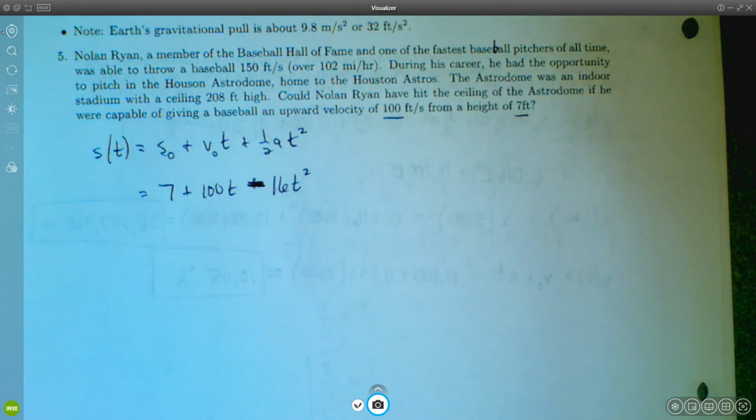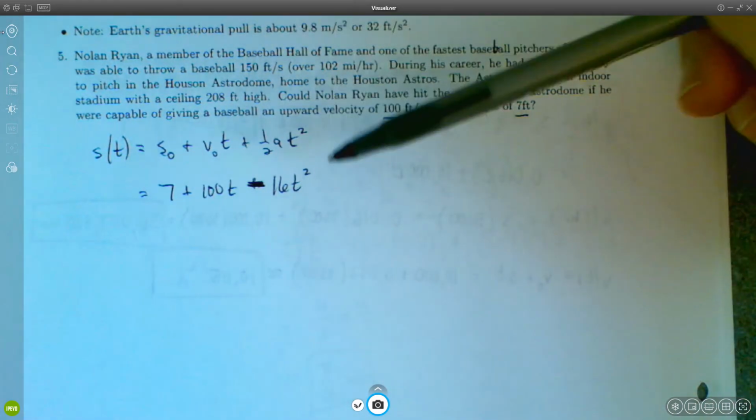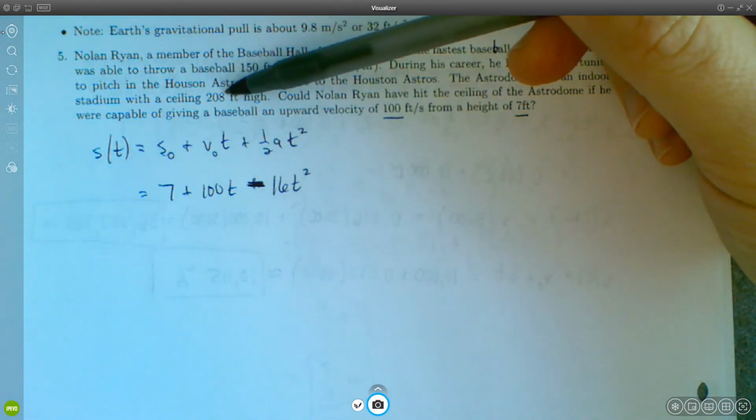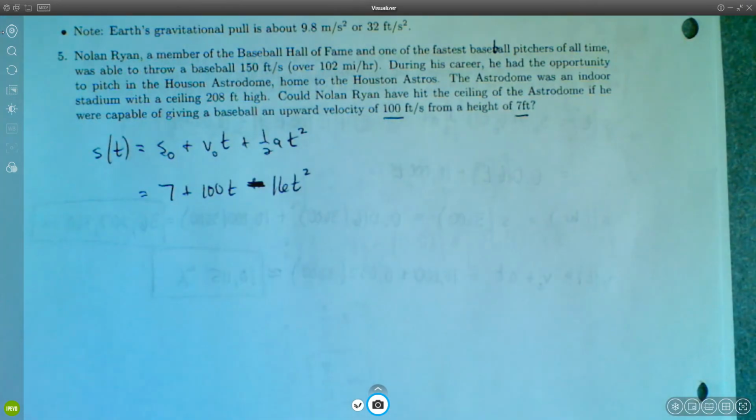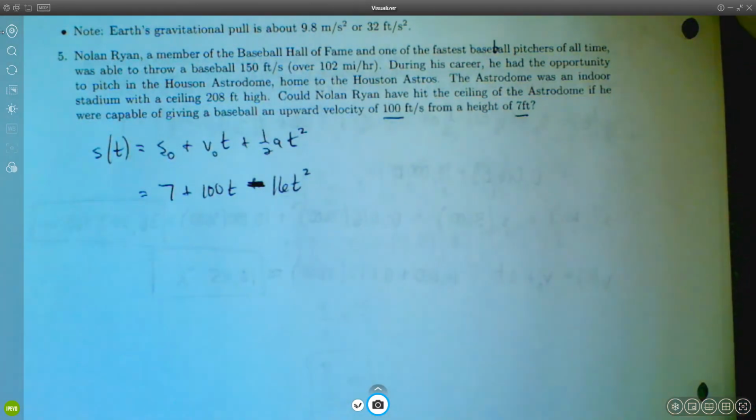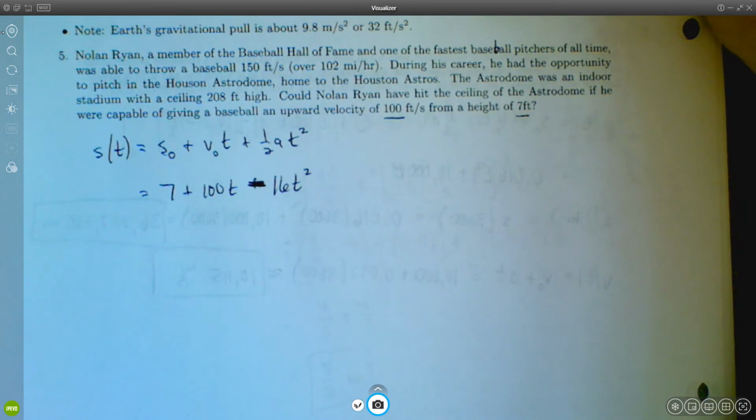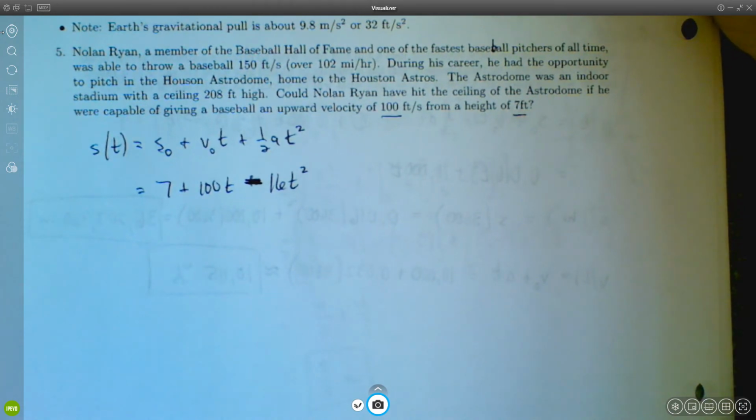So one way that we could solve this problem is we could say, okay, now let's set this equal to 208 and then solve for t. Of course, you're always going to get solutions to a quadratic equation, but they might be non-real. And so if we get non-real solutions, then that tells us this is impossible. He can't hit the ceiling. If we get real solutions, then that tells us that yes, he can hit the ceiling, and t will tell us when that happens. Or maybe if we get a negative value for t, then it doesn't really make sense either, right? Because that would mean that he hits the ceiling before he lets go of the baseball somehow, which wouldn't be possible. So that would be one way to do it.